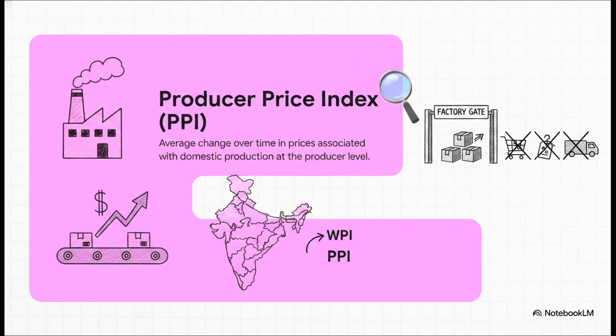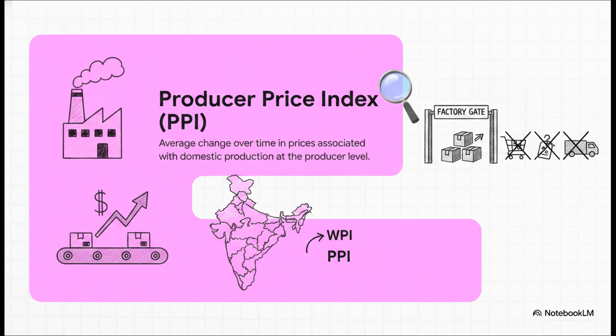Before we can really appreciate why this policy reform is so important, we have to understand the exact economic stage we're measuring here. In economics, where you measure a price is honestly just as important as the price itself. So what is a producer price index? Well, a PPI is a measure of the average change over time in prices associated with domestic production. But the absolute key phrase here is captured directly at the producer level.